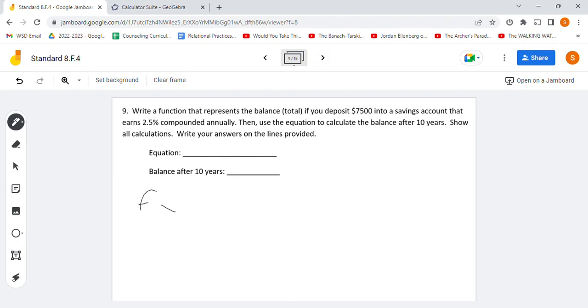Alright, next we're going to see a few different situations where we can use exponential functions. So we are going to continue to use f of x equals a times b to the x. We can see that we have deposited $7,500 into our bank account right there, and we earn 2.5% compounded annually.